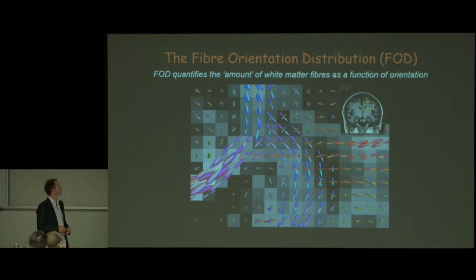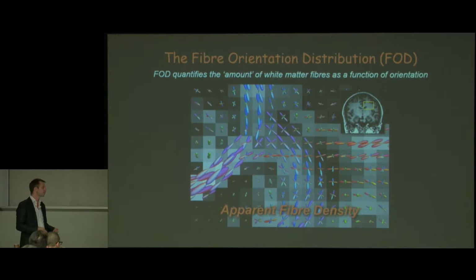So what's the idea? The thing that we tend to look at, in my group anyway, is the fiber orientation distribution, which quantifies the amount of white matter as a function of orientation. That's what the FOD tells you. And we're going to relabel that as apparent fiber density. So that fiber density itself is an interesting aspect to look at.